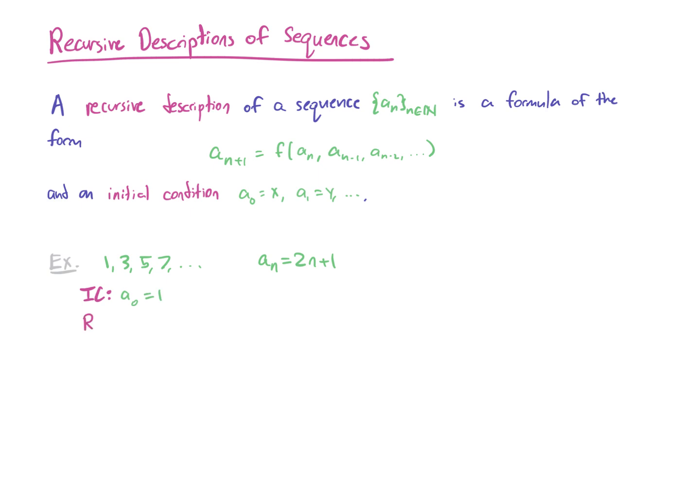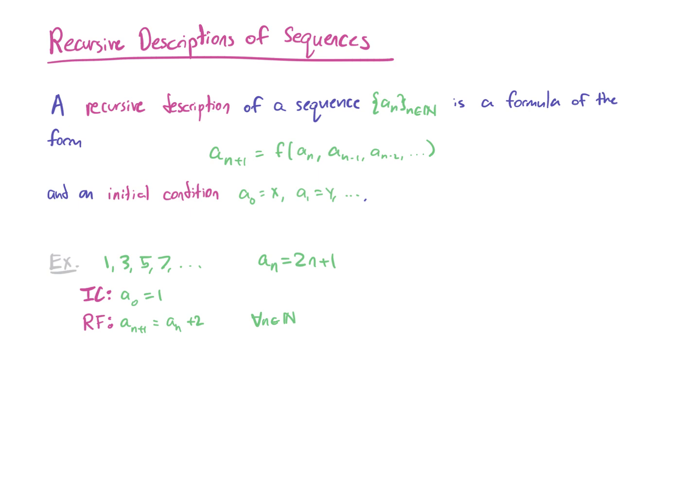And then, to get a recursive formula, I need to take the elements that I see and ask myself, how would I get to 5 from 3, for example? How would I get from 3 to 1? Here, I see there's a difference of 2 between each element. And so I can also say that to get the n plus 1 element, I can take the an element and add 2 to it. And this works for all n in the natural numbers.